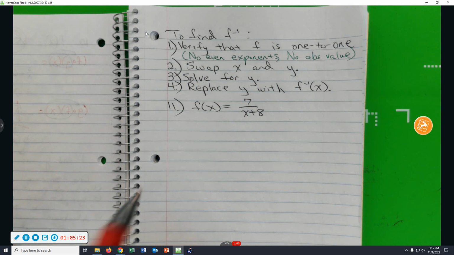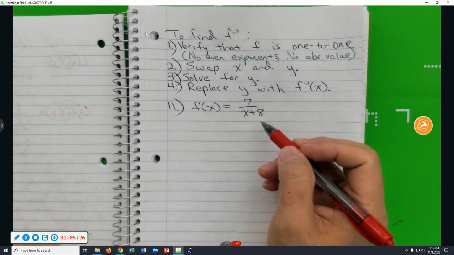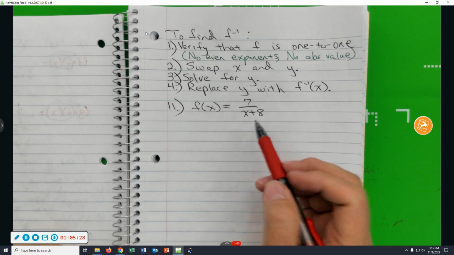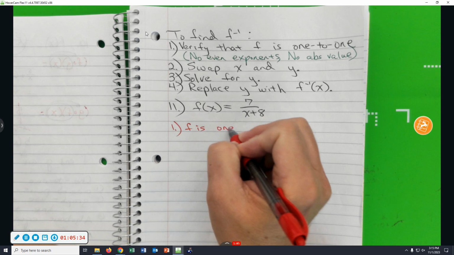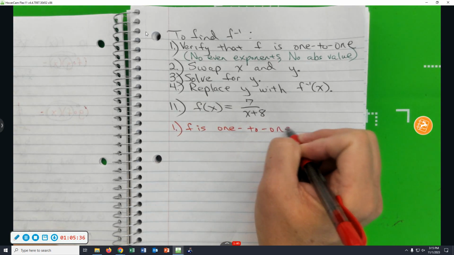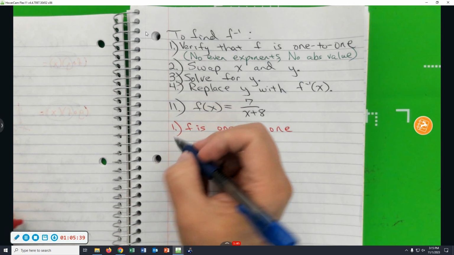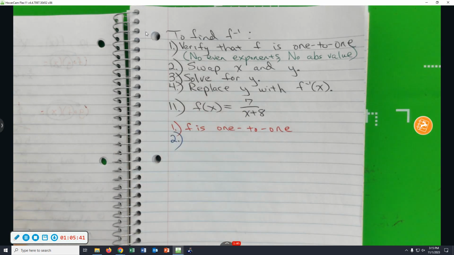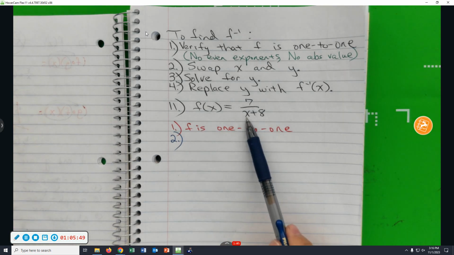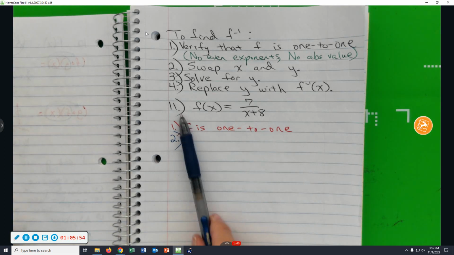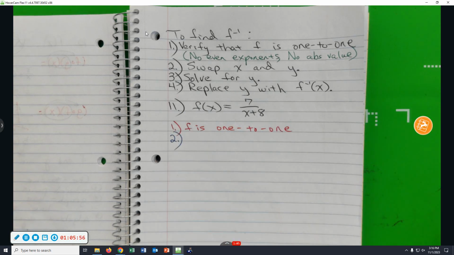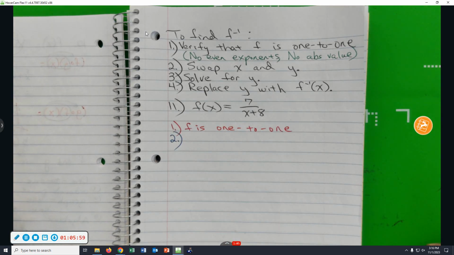I'm going to number the steps. Since this is the first inverse we found for an algebraic equation, I'm going to number the steps. Okay, f is 1 to 1. So we did that. Second step. Swap your x and y. Wait a minute. I don't see a y here. There's a big problem. I see the letter x, but I don't see that letter y. What's taking the place of y? There's something here that's acting like the letter y. What is it?